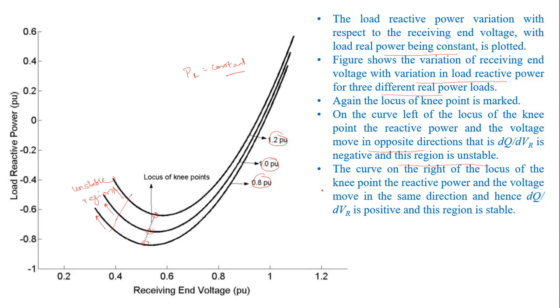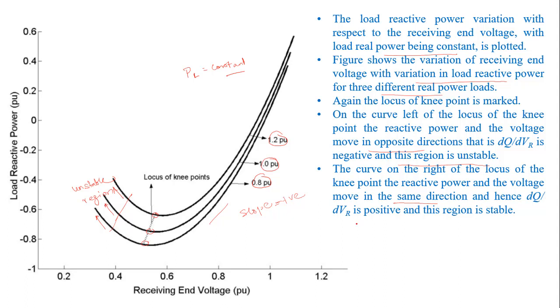Unstable region. So the curve on the right of the locus of the knee point of the reactive power and voltage move in the same direction. We can see here the slope is positive. So therefore slope is positive. So therefore as the reactive power injection increases, the voltage also increases. So they move in the same direction.